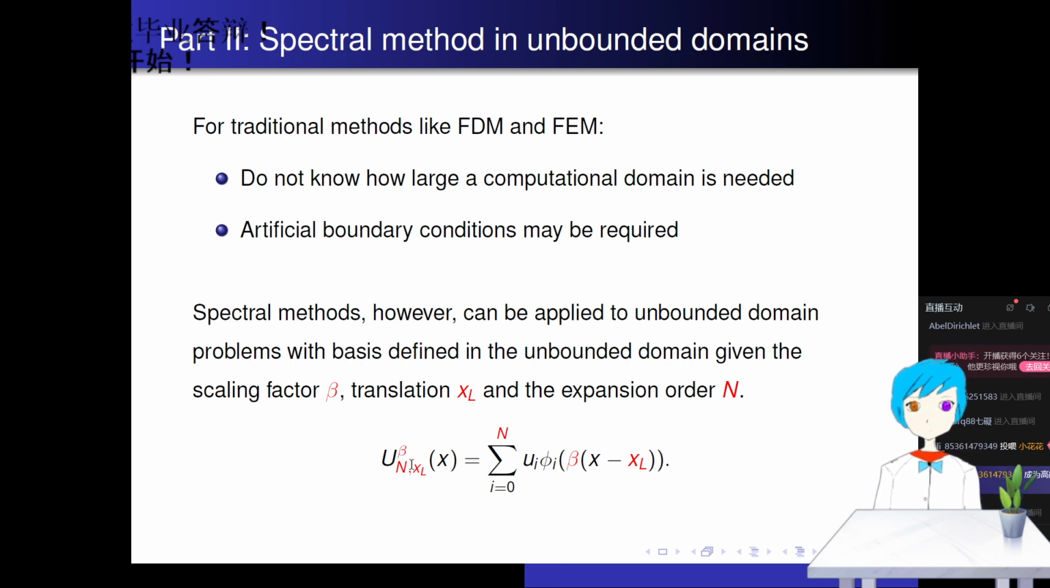This is a typical spectral expansion, but we have several hyperparameters, like the scaling factor, the translation or displacement of the basis functions, as well as the expansion order, capital N. Those hyperparameters play an important role in the numerical success of spectral methods, and we wish to determine how to adjust them in a spatial temporal problem.